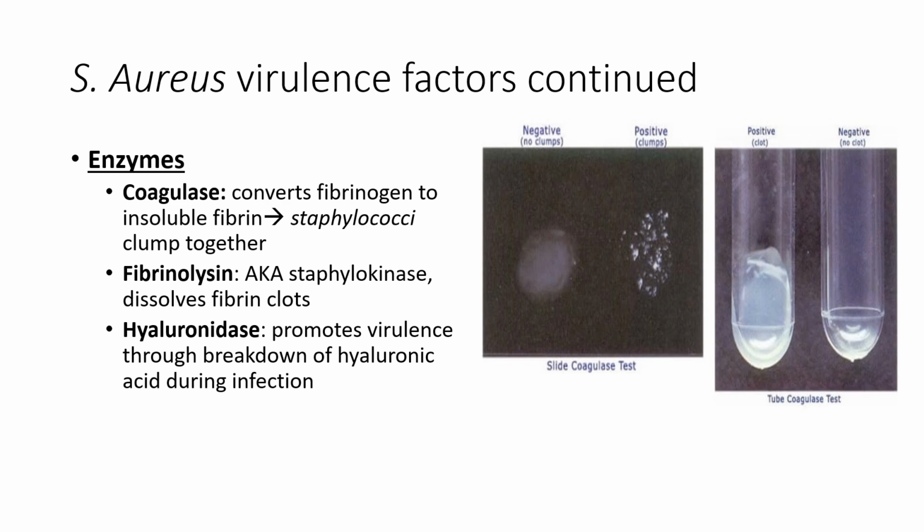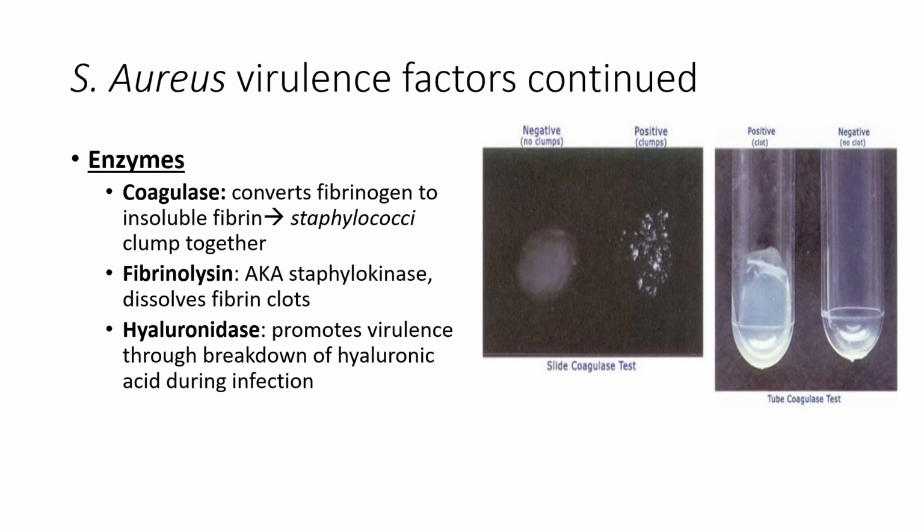Staphylococcus aureus also produces enzymes that aid in its virulence. So the first being coagulase, it converts fibrinogen to insoluble fibrin, which causes staphylococci to clump together. And if we look over here to the right at the slide, the coagulase test, we can see the negative coagulase test, there's no clumps, and in the positive coagulase test, we can see a clump of the staphylococci together.